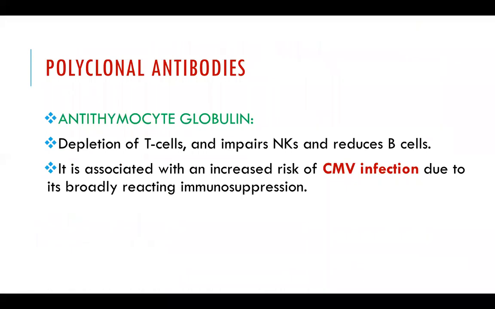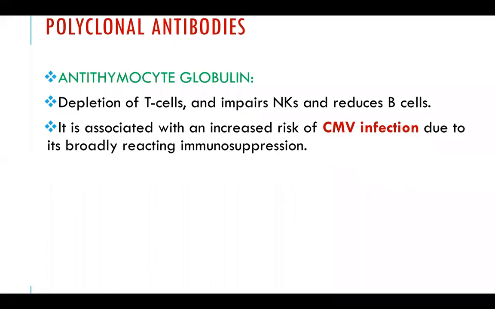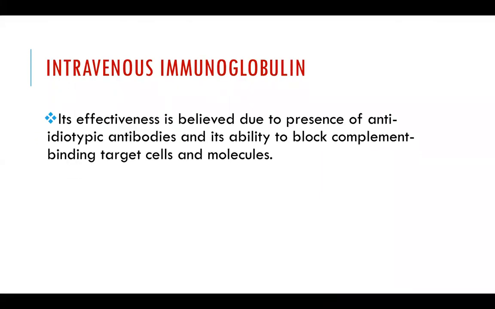Polyclonal antibodies, anti-thymocyte globulin. It causes depletion of T cells, impairs the natural killer cells and reduces the B cells. It's associated with increased risk of cytomegalovirus infection due to its broadly acting immunosuppression. IV immunoglobulin, its effectiveness is believed to be due to presence of anti-idiotypic antibodies and its ability to block the complement binding target cell and molecules.